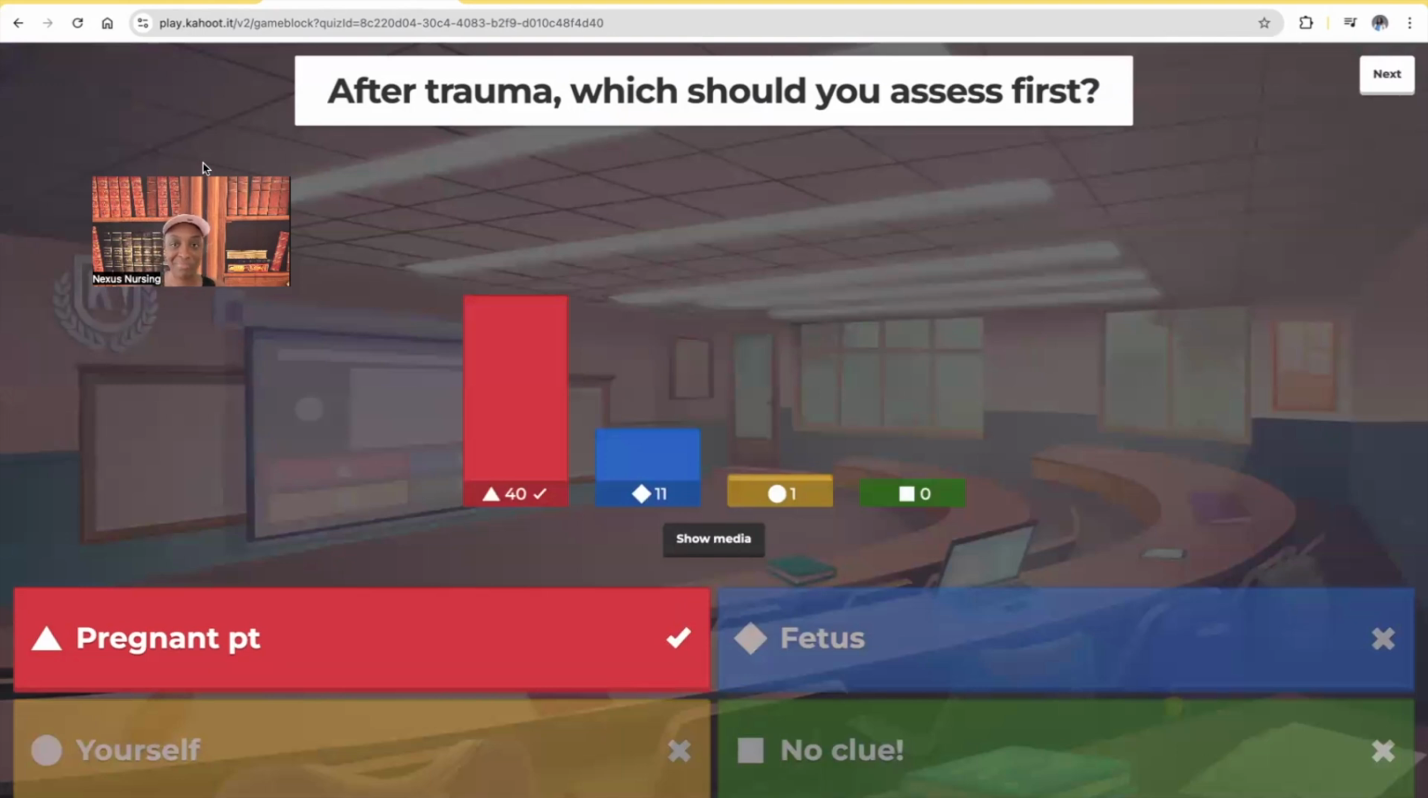Very good. Always, guys, if you have a test question where you have to choose, it's one or the other, every single day of the week it's going to be the pregnant patient care, assessment, resuscitation, stabilization, all of that. Mom first, and then fetus. Who said yourself? One person chose. So you're just going to assess yourself, right? Pregnant mom goes first.